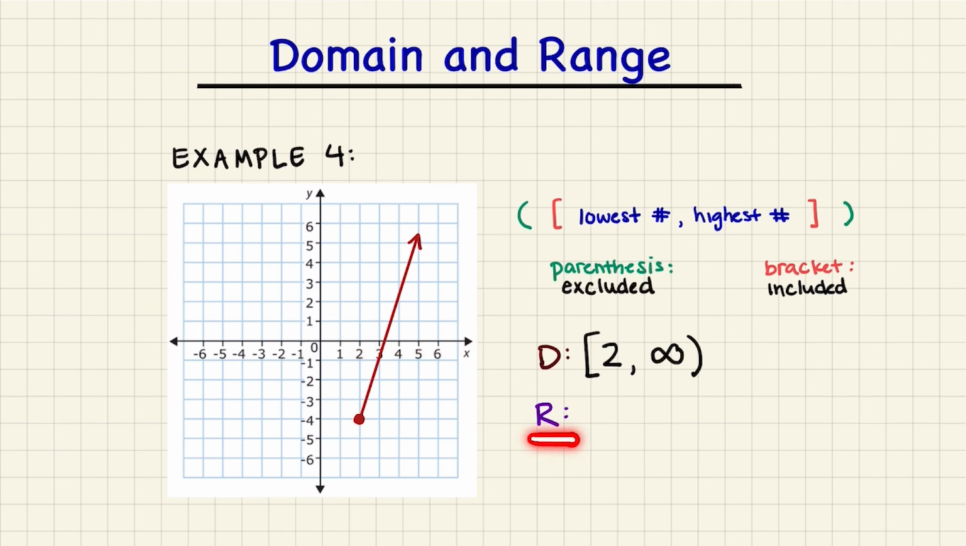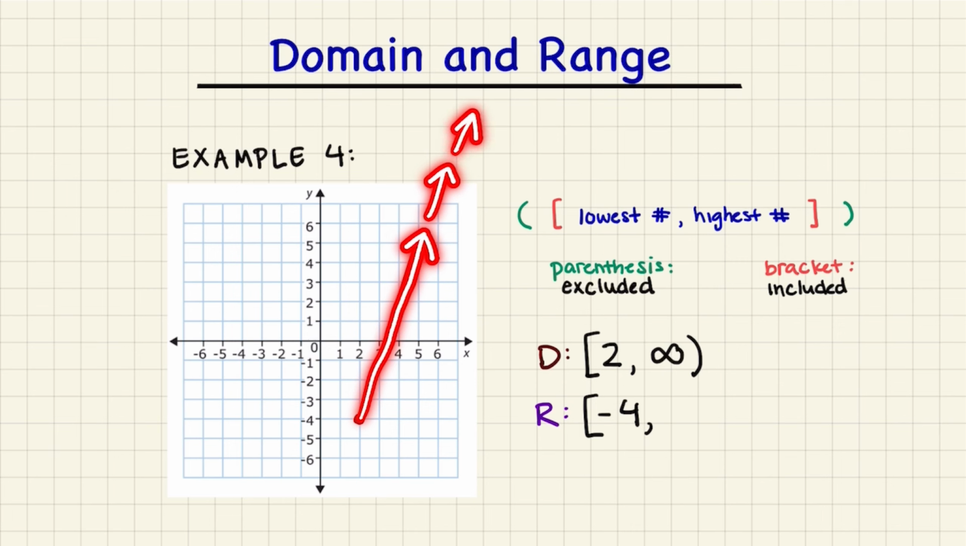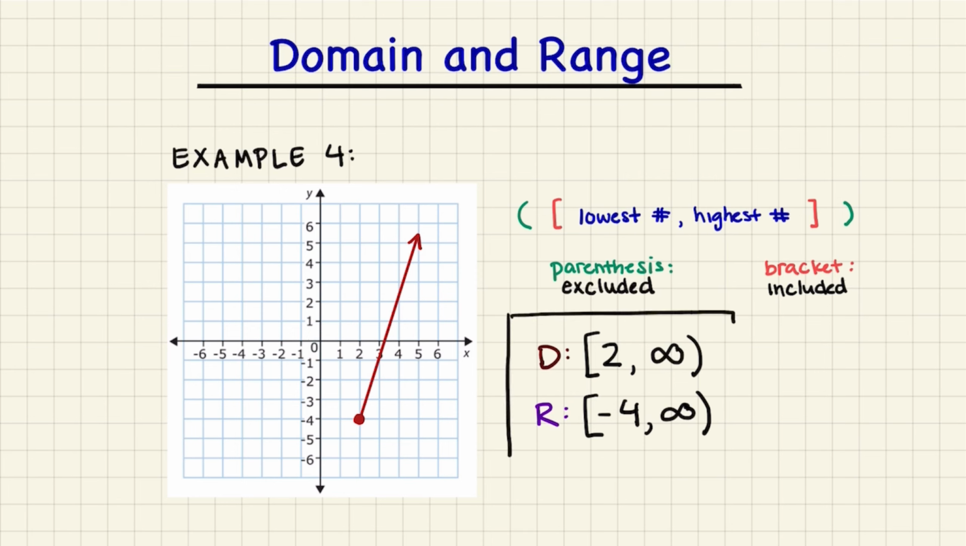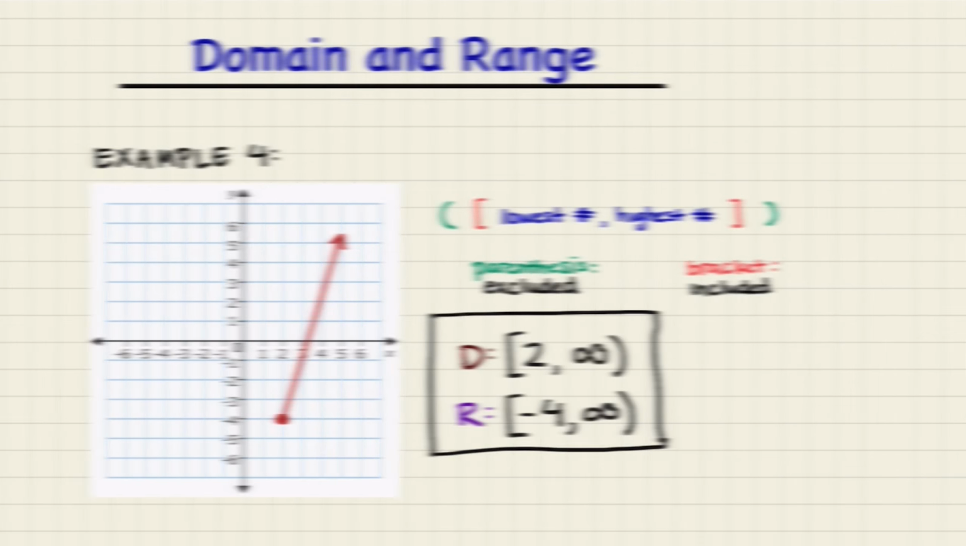Now let's look at the range. So the lowest y value is at -4, and it's included. So that'll be a bracket. So bracket and -4, comma, and as we said before, this continues on infinitely, and it's continuing in the positive direction. So continues to positive infinity. And that is our domain and range for this function. Let's look at the next example.